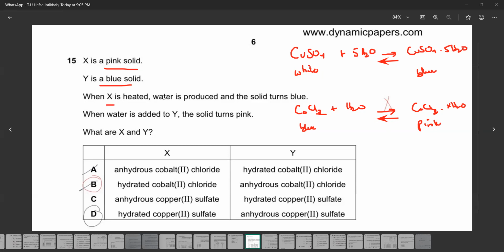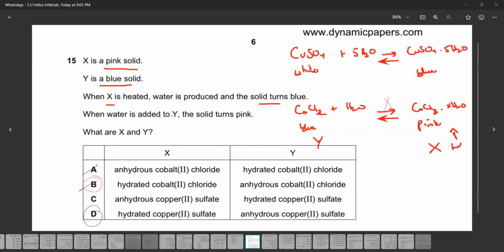And they mention X is heated. So we heat X and water is produced, plus it turned into blue. So the pink turned into blue. What does this give an idea of? This gives an idea that X is a pink solid, and it turned into blue. So it turned into anhydrous cobalt chloride, because anhydrous cobalt chloride is blue in color. When we supply heat energy to this one, the water of crystallization will be lost and it will turn into blue.